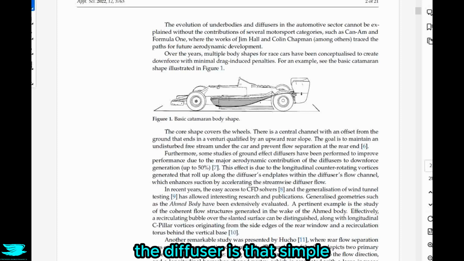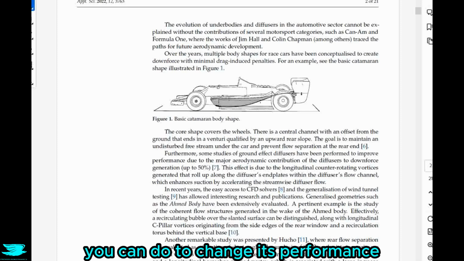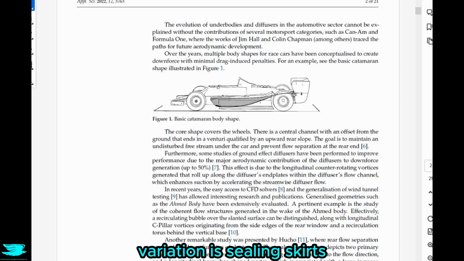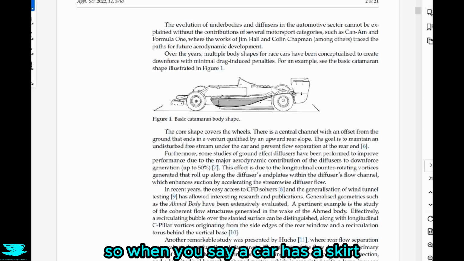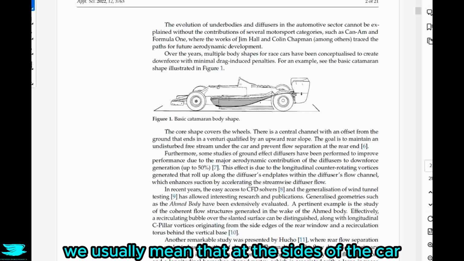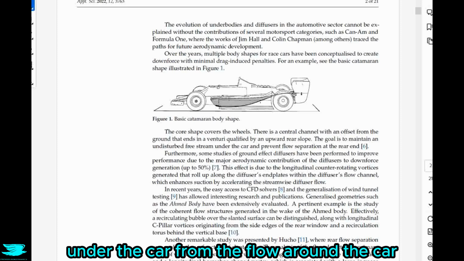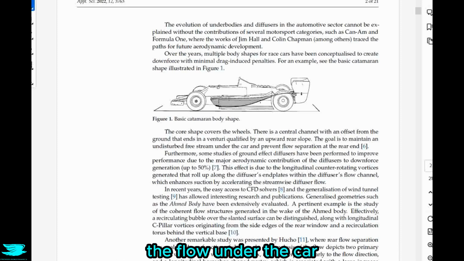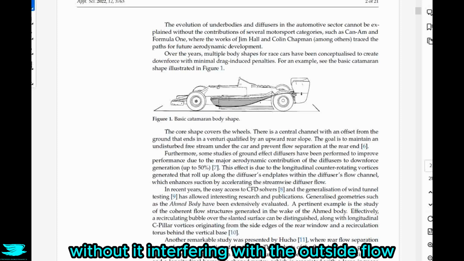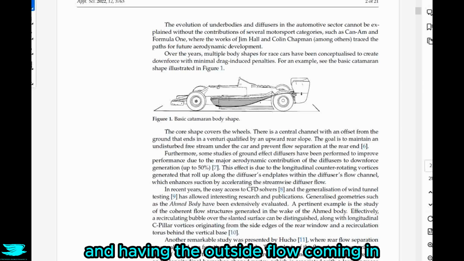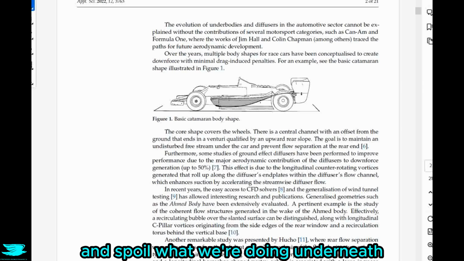So the basic idea of the diffuser is that simple, but there are so many things you can do to change its performance. One increasingly common variation is sealing skirts. So what is a skirt on a car? When you say a car has a skirt, we usually mean that at the sides of the car, there are now these sheets coming down to the road. That helps segregate the flow under the car from the flow around the car. As such, this helps us manipulate the flow under the car without interfering with the outside flow and having the outside flow come in and spoil what we're doing underneath.